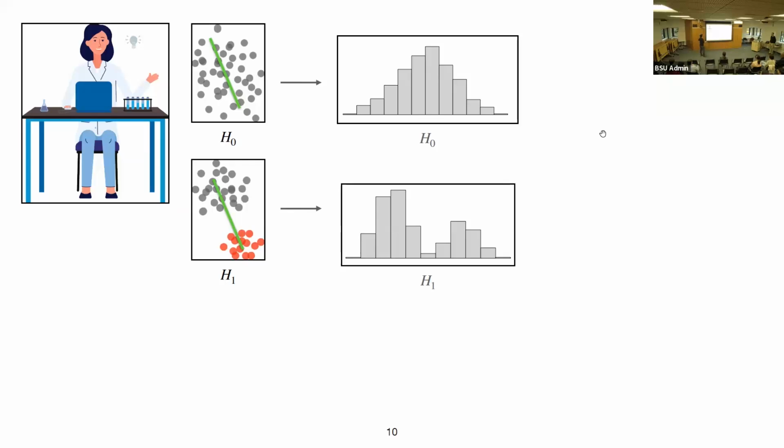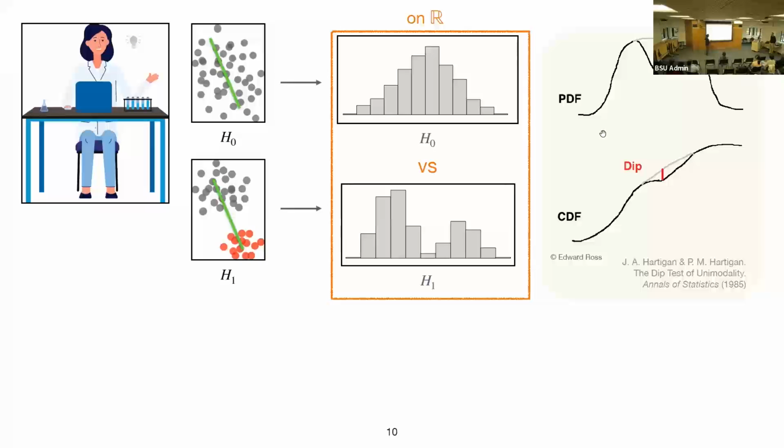Okay, so if I just look at testing unimodality versus bimodality or multimodality on the real line, then this is pretty much a solved problem. In fact, this was heavily studied in the 80s, and there is a famous test called the DIP test, developed by Hartigan, for exactly testing this problem on the real line, univariate. Okay, but how do I find the direction?